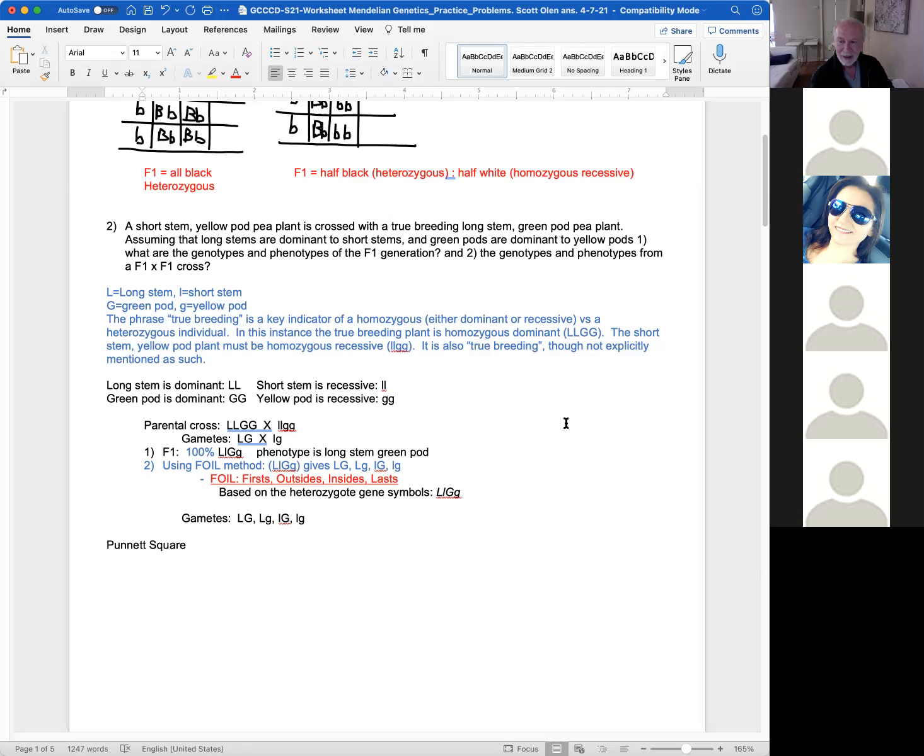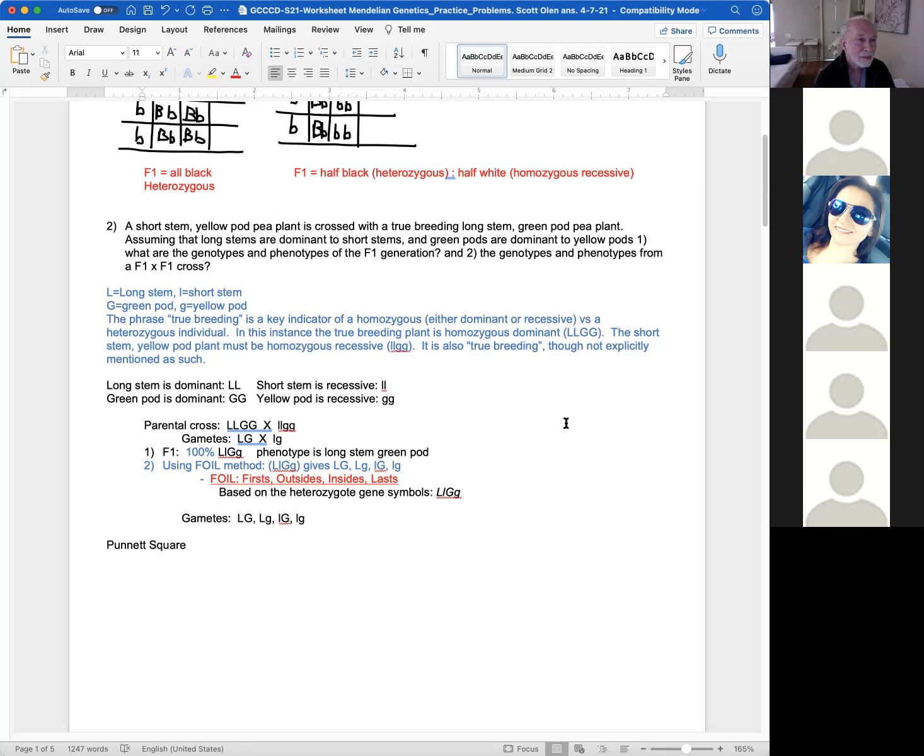All right, so we've assigned our variables and we start working our problem. We say a long stem is dominant because that is what the problem tells us. So therefore, big L is dominant, little l is recessive. Green is dominant, big G, yellow is recessive, little g. Now we start to cross these two parents, looking at all possible gametes that can be produced.